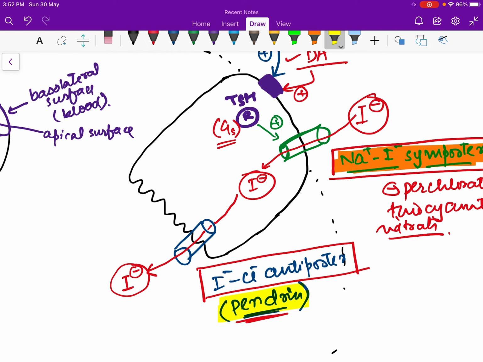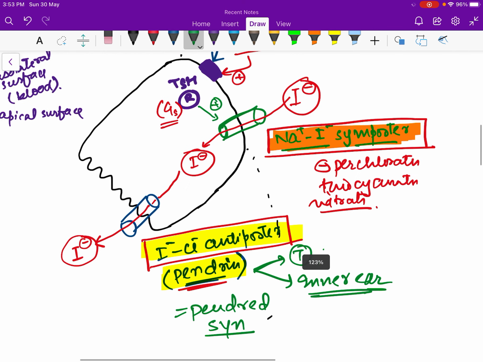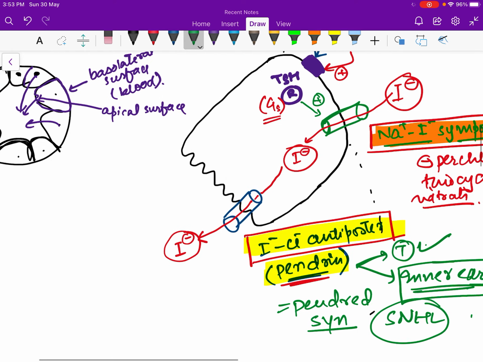Now this transporter pendrin is not just present in the thyroid, it's present in the thyroid as well as in the inner ear. If there is a defect in this, it's called Pendred syndrome. In Pendred syndrome, there will be a problem in the thyroid, hypothyroidism, that means goiter, and there will be a problem of the inner ear, so there will be sensorineural hearing loss as well. Just a clinical point.